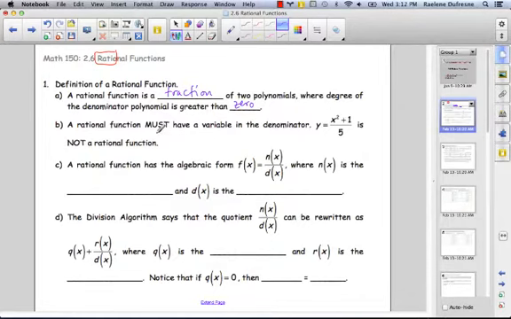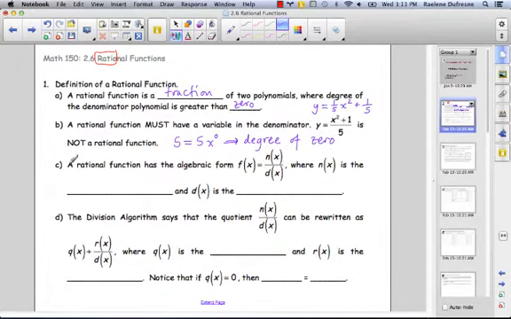A rational function must have a variable in the denominator. So for example, y equal to x squared plus 1 over 5 is not a rational function because 5 is a constant polynomial with degree of 0, because that is the exponent on x. So in other words, we must have at least a linear function in the denominator for the rational function to be considered a rational function. In the case of y equals x squared plus 1 over 5, this is nothing more than a quadratic function.